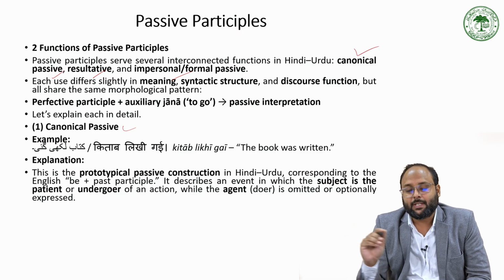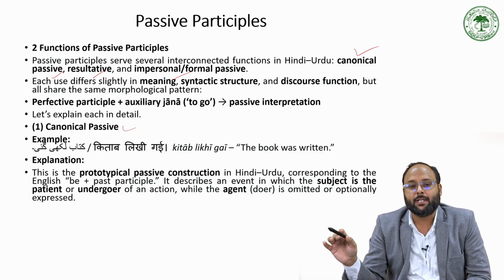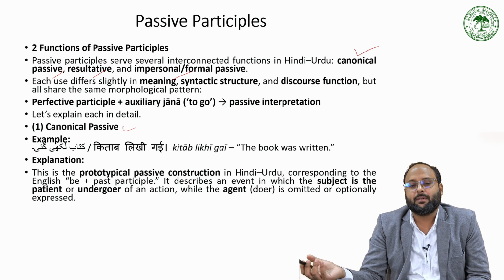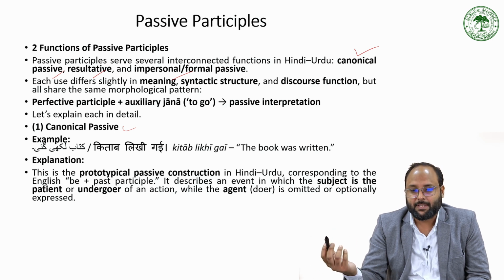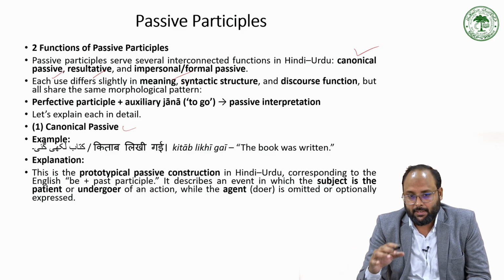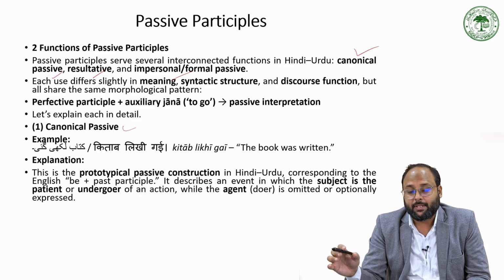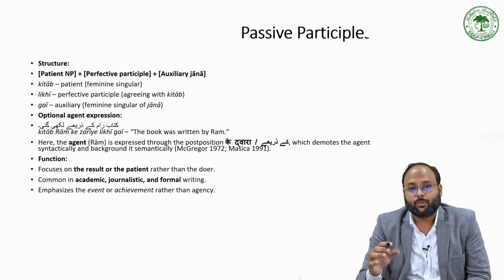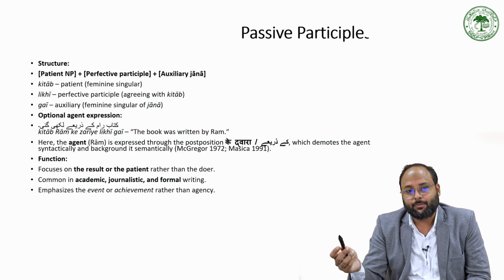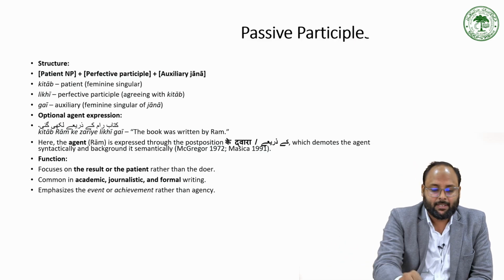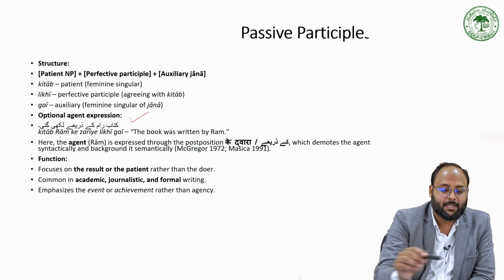So here the subject is not important. किताब लिखी गई. Sometimes we can use अहमद, किताब अहमद के जरिए लिखी गई है, किताब अहमद के द्वारा लिखी गई है. Basically we are focusing on the subject which is not the agent. So here we have some structure for this. लिखी गई. Optionally it can take the agent, किताब राम के जरिए लिखी गई.